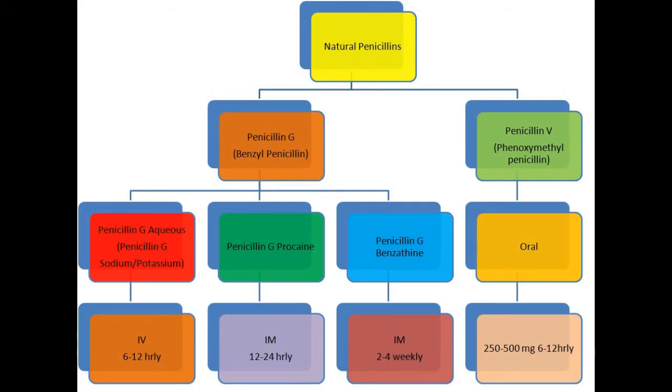Penicillin G, or benzyl penicillin, is available in three different preparations: aqueous preparation, procaine preparation, and benzathine preparation. Aqueous penicillin G is available either as penicillin G sodium or penicillin G potassium, and it is usually used intravenously, given 6 to 12 hourly.